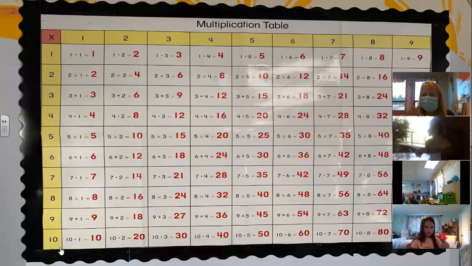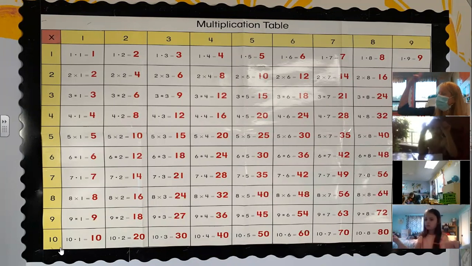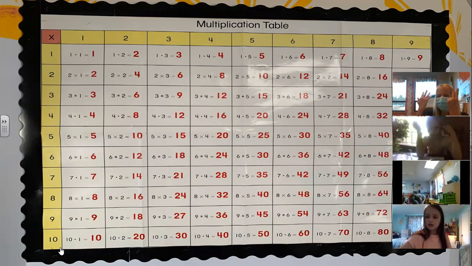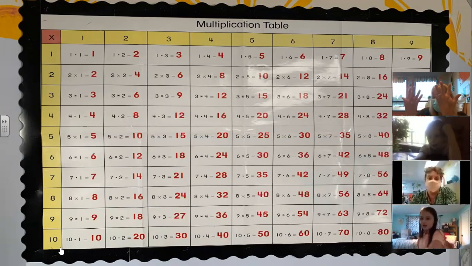All right, so let's practice our count bys. Everybody, put your fingers up. 1 times 5 equals 5, 2 times 5, 3 times 5, 4 times 5, 5 times 5, 6 times 5, 7 times 5, 8 times 5, 9 times 5, 10 times 5.